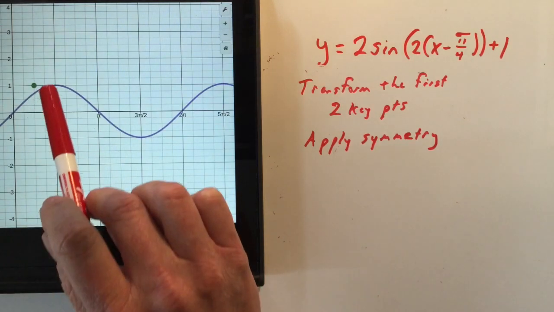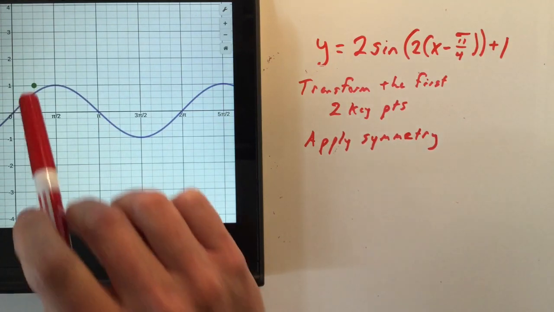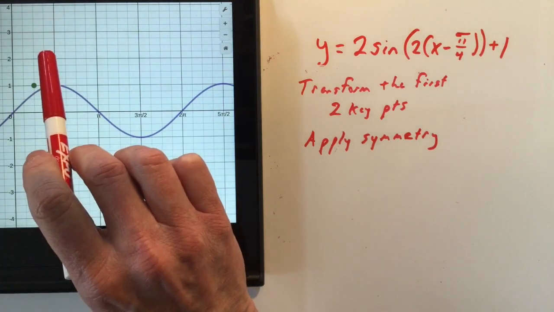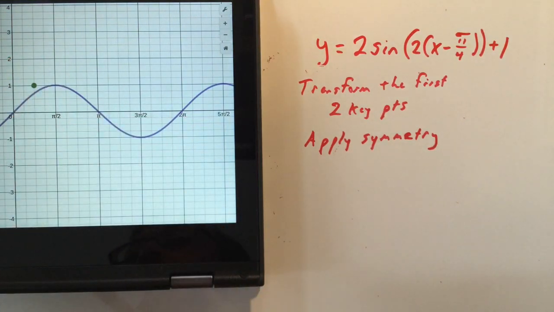Okay, and now we're going to do the same thing with the max. The max is going to be affected by these other transformations though, so we are going to need to vertically stretch it, horizontally compress it, translate it right, and up 1, and that's going to take us to (pi halves, 3).